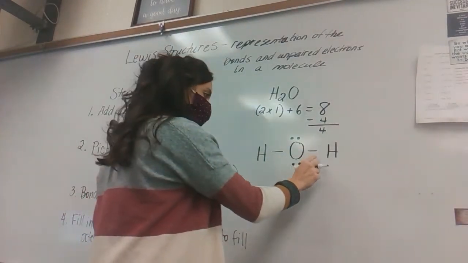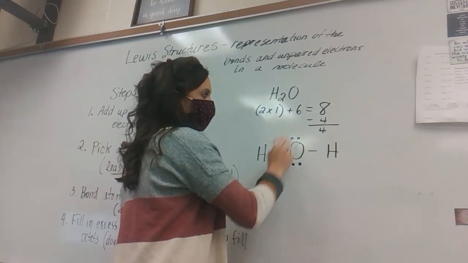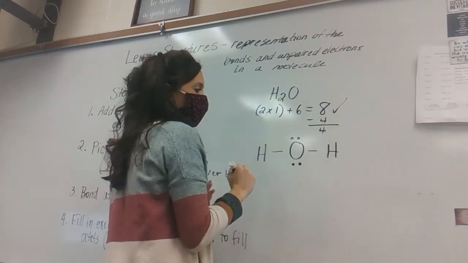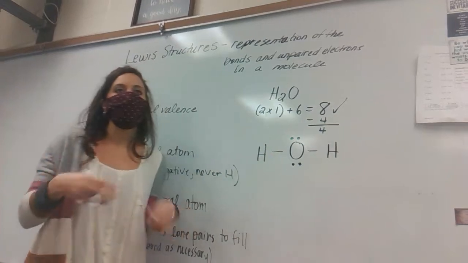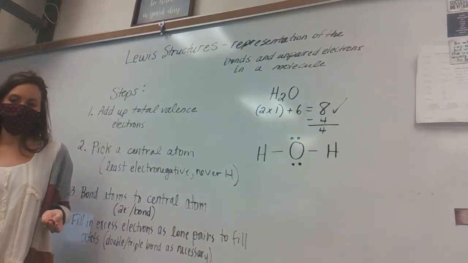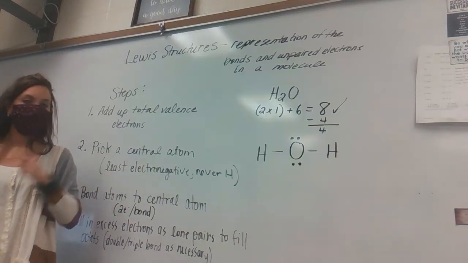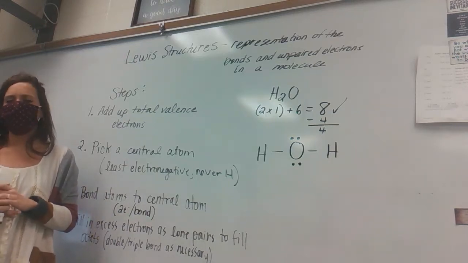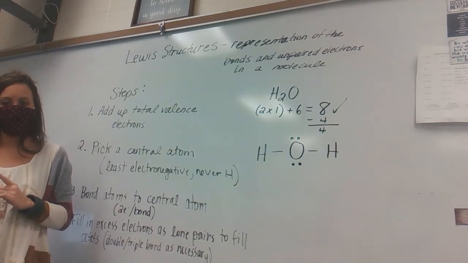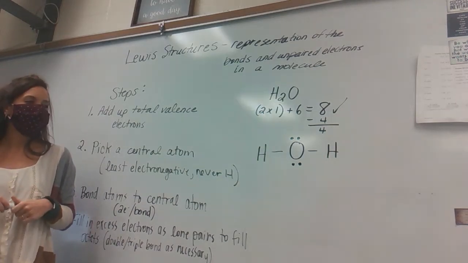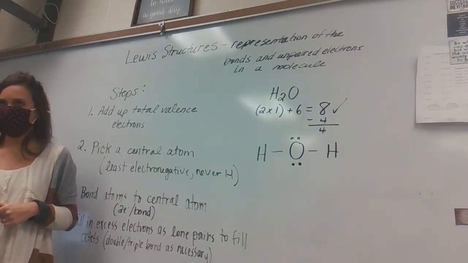I've used 2, 4, 6, 8. I've used them all. And all of my atoms have complete octets. So I'm done. That is the Lewis structure for water. We're going to find out later this week that it's actually not quite that, but we'll find out why later.